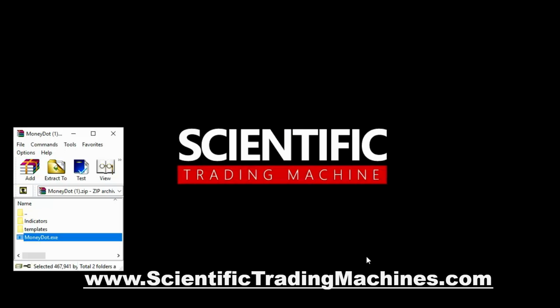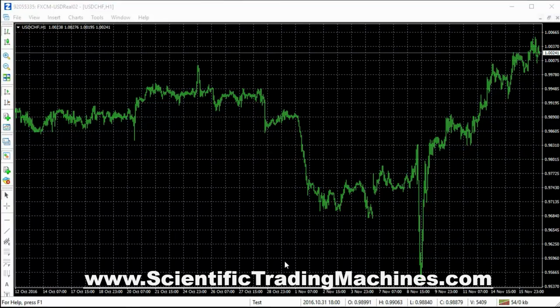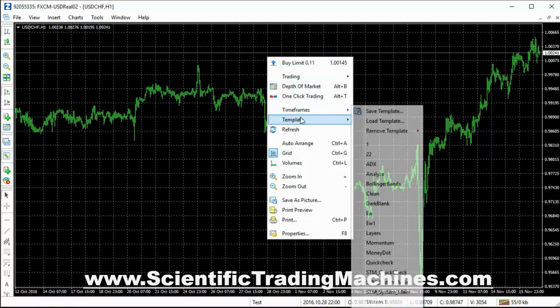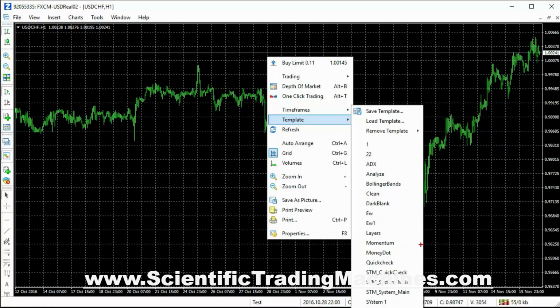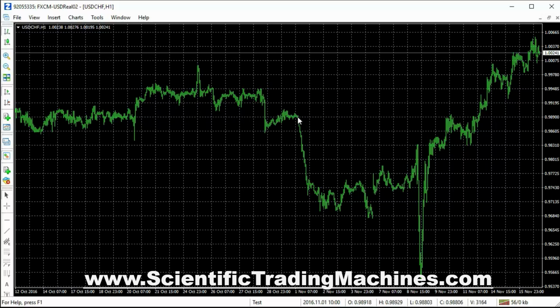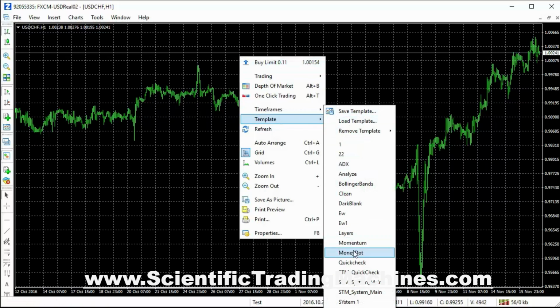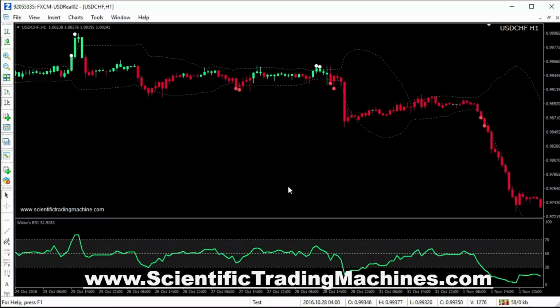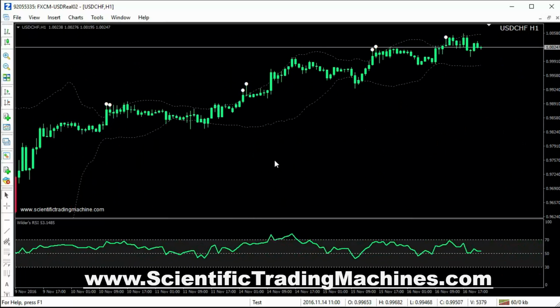So it's that easy. I will be back in a second with the MT4, explaining how to load everything on your chart. Once you have opened your MT4 platform, all you need to do to load the MoneyDot system is right-click anywhere on this chart, go to templates and find the MoneyDot template. After that, we just click there, and all the indicators will be loaded right away. Now we need to talk about buy and sell rules.